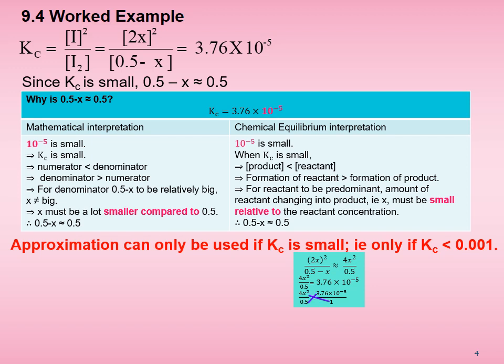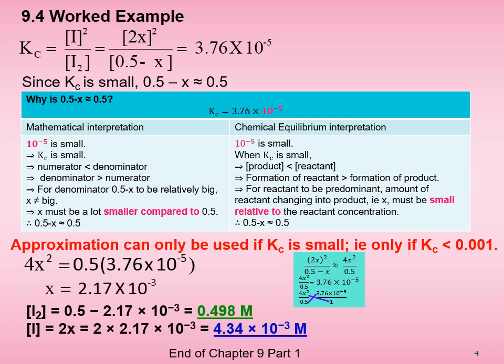Cross-multiplying, we get 0.5 times 3.76 times 10 to the power of negative 5, as well as 4x squared times 1. Dividing both sides of the equation by 4, then taking the square root of both sides of the equation, we get the value of x. Substitute this value of x into the equilibrium concentrations of I2 and I.